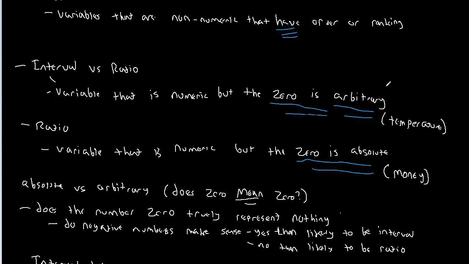And a good indicator here is thinking about the idea of negative numbers and whether or not they make sense. The key difference being with interval data, we cannot take ratios between two observations, whereas with ratio data, we can, meaning with ratio data, we can say things like, this is twice as large, versus intervals, we can only say, this is this many more.